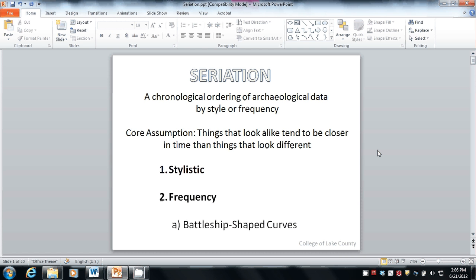We'll talk about two types of seriation here. The first is stylistic. The second is frequency. You have an exercise related to both in our module. So let's begin.